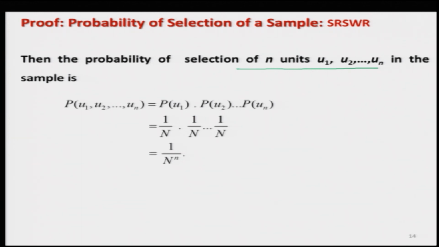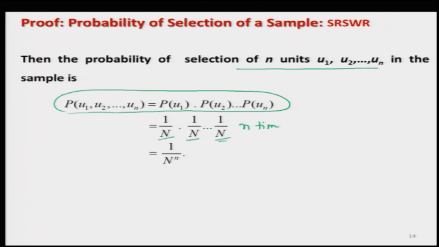The expression that we discussed earlier was the probability of U1, U2, Un. Since they are obtained independently, the joint probability can be expressed as the product of the individual probabilities, and the individual probabilities here are 1 upon capital N. So this will be 1 upon N into 1 upon N up to 1 upon N, repeated n times. Thus the probability of selection of a sample of size n, that is the selection of units U1, U2, Un, is simply 1 upon N raised to the power of small n.